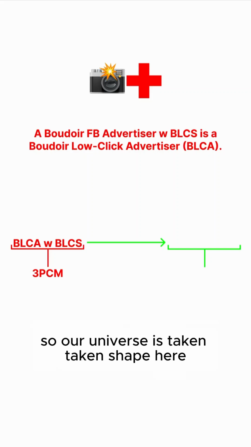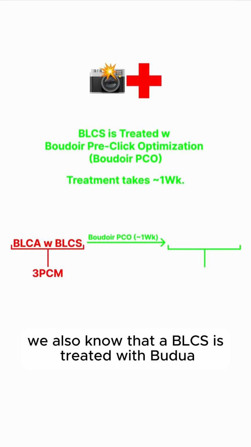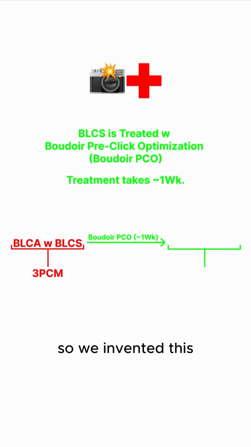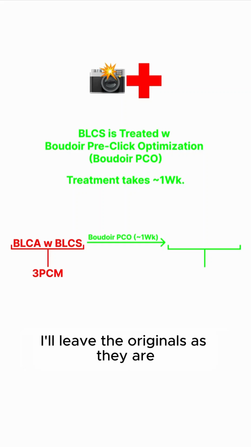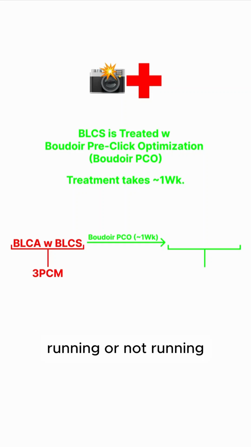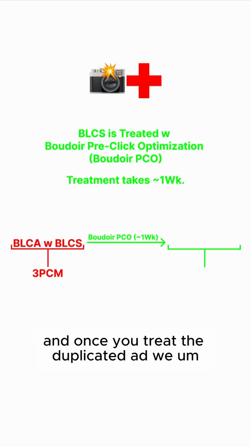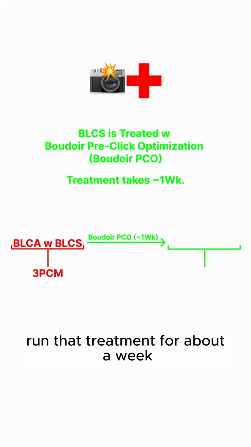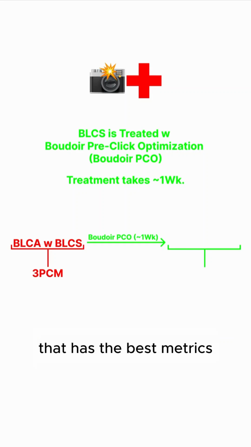So our universe is taking shape here. We also know that a BLCS is treated with Boudoir pre-click optimization, aka Boudoir Pico, and treatment takes about a week. So we invented this. We duplicate the current Boudoir Facebook ads, leave the originals as they are, running or not running, and we actually treat the duplicated ad. We run that treatment for about a week, and at the end, we keep whichever one has the best metrics.